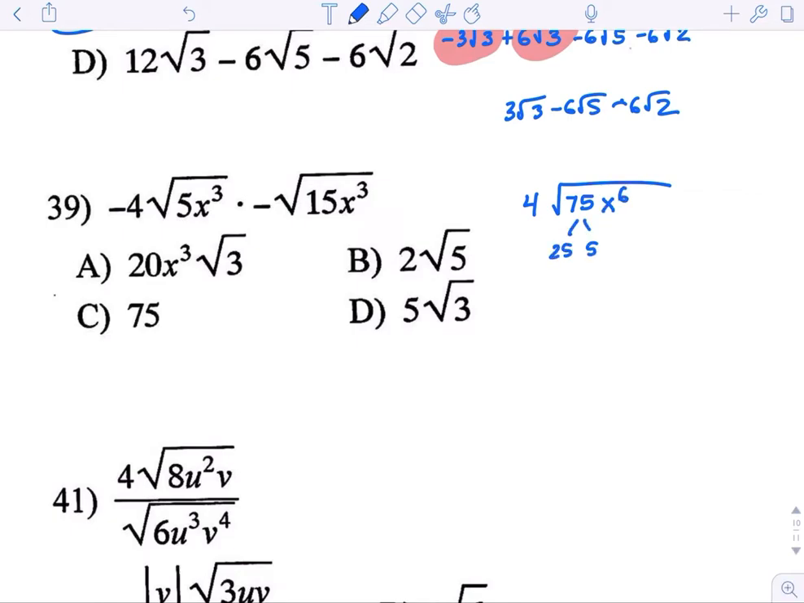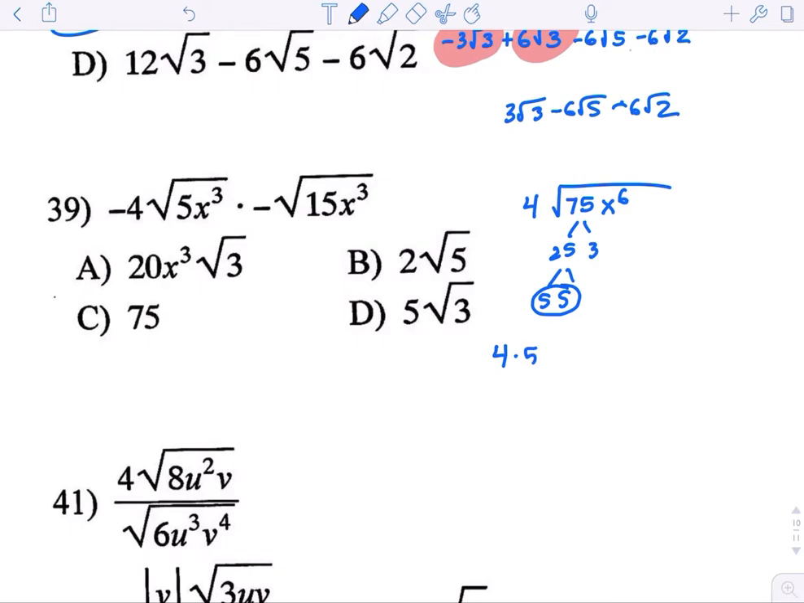Lovely tree. Ew, that is very bad. 25 times 3, 5 and 5. So we found a pair of 5s. Remember, the pair gets to leave. So 4 is already out there times 5, square root of leftover 3. Now let's do our variable. Since this is a root of 2, 2 goes into 6 3 times. So that means x to the third, no leftovers. Simplify, 4 times 5, 20, x to the third square root 3.